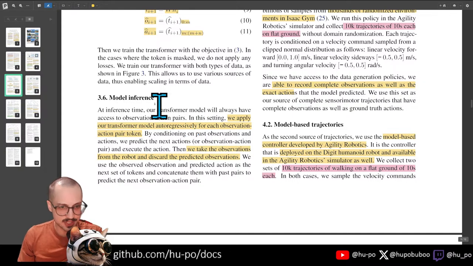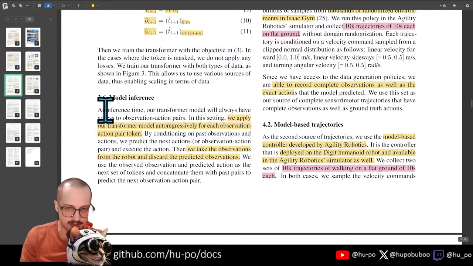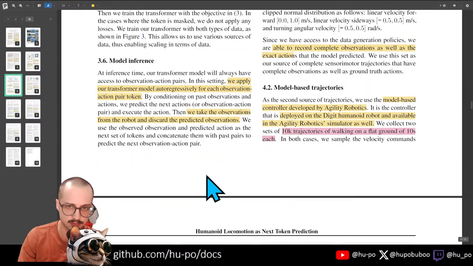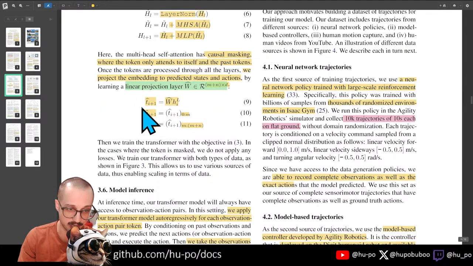All right. At inference time, our transformer model will always have access to observation-action pairs. In this setting, we'll apply our transformer model autoregressively for each observation-action pair token. So what the transformer is basically predicting is these observations and actions together, right? I think here the dark parts are supposed to represent the actions, and the light things are supposed to represent the observations. So what your transformer is predicting is basically observation, action, observation, action. Well, it's actually predicting tokens, and then you're unconcatenating those into observation and action.